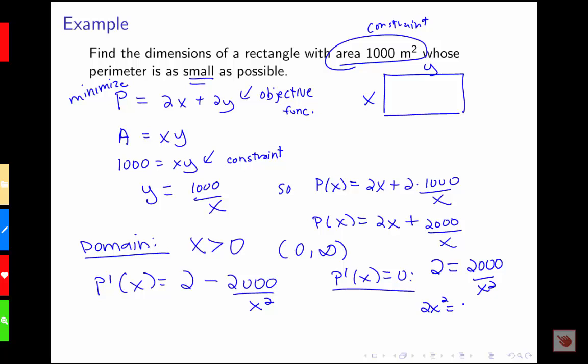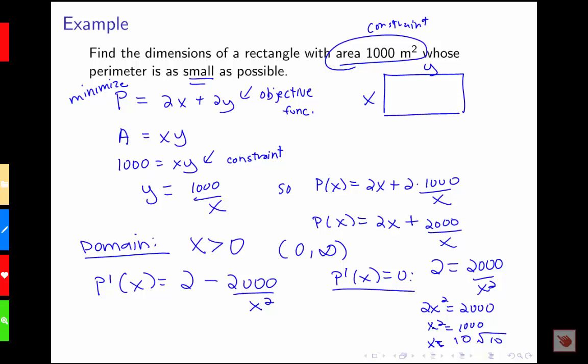So we get 2x squared equals 2000, or x squared equals 10,000. So we'd be looking at taking the square root of that. We see that the square root of 10,000 would be the square root of 100 times 10. So we're going to have 10 square roots of 10 is what comes out to be our x value.